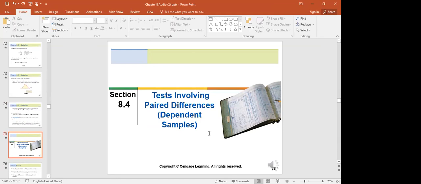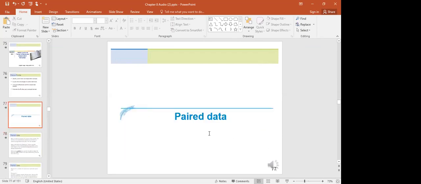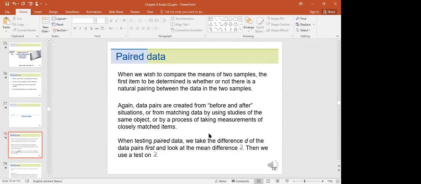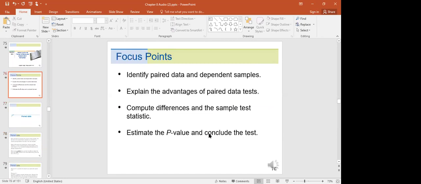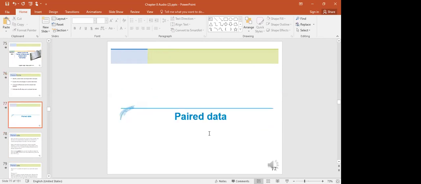Last section. This section is the longest one because it is going to take all the 3 tests we have done for 2 parameters. That is, we are going to test the difference of parameters. So we start with the idea of what is paired data. Here is paired difference, I'm sorry, section 8.4. There is another section, section 8.5.